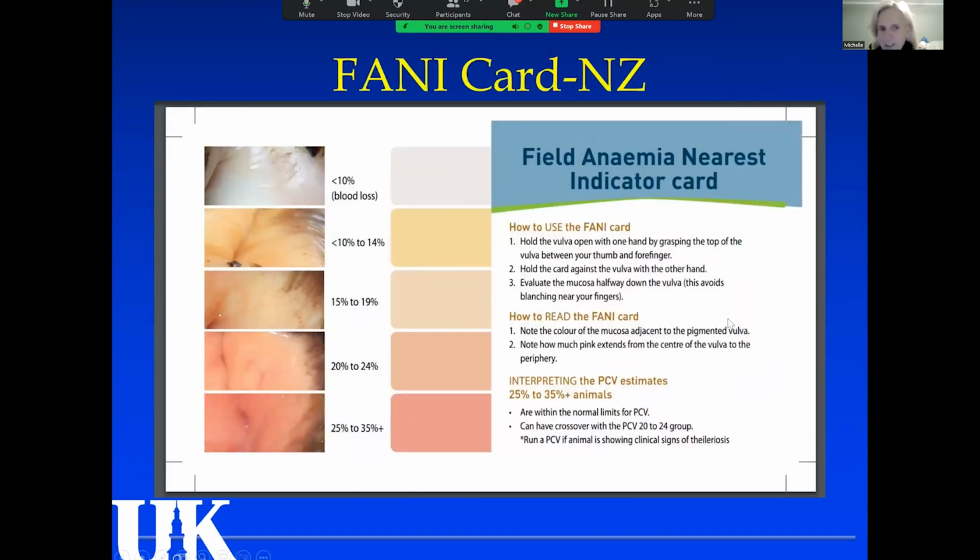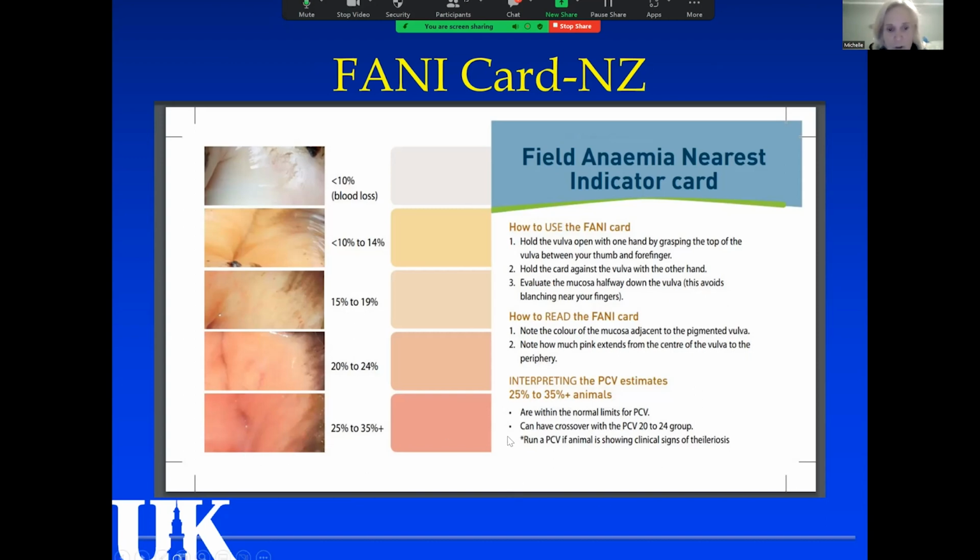So one way to look at anemia, this was what they did in New Zealand. They had a big theileria outbreak in New Zealand, and they actually had a field anemia indicator card, which is an interesting way to do this. The directions say hold the vulva open with one hand, and then hold that card against the vulva with the other hand, and evaluate the mucosa halfway down. So you can see the difference there.